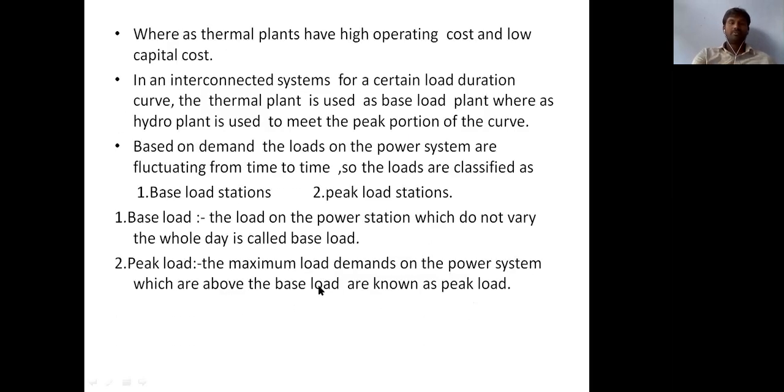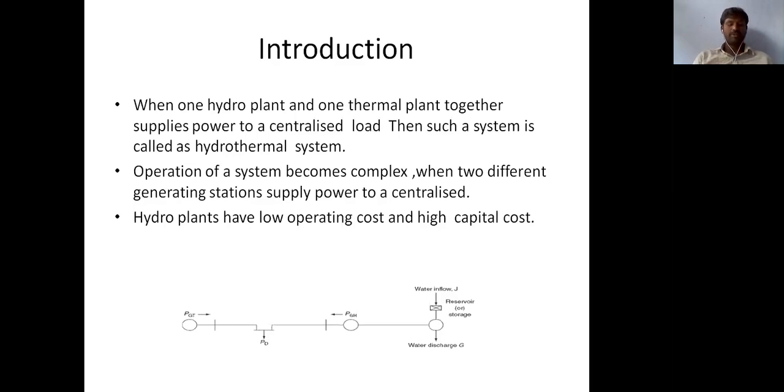Operating cost is low. Operation of the system becomes complex when two different stations supply power to a centralized load. So hydro plants have a low operating cost and high capital cost, whereas a thermal power plant has a high operating cost and low capital cost. In a thermal power plant, the operating cost is high because the fuel is coal, which is very costly.